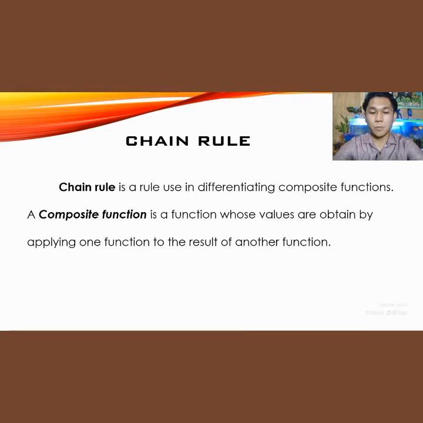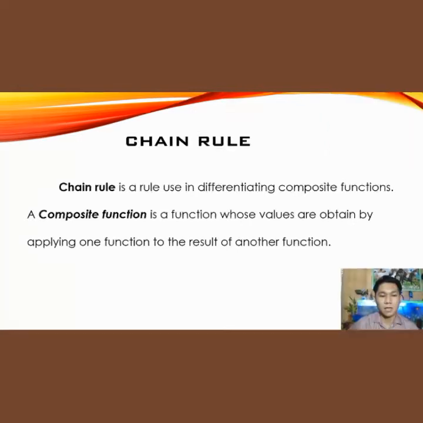It is commonly where most students tend to make mistakes by forgetting to apply the chain rule when it needs to be applied, or by applying it improperly. Try to keep that in mind as you take derivatives. A composite function is a function whose values are obtained by applying one function to the result of another function.